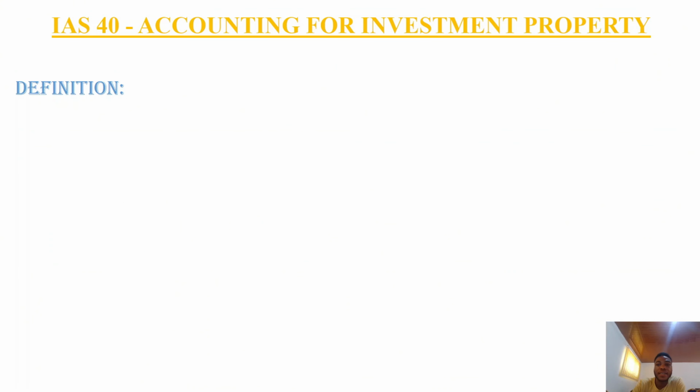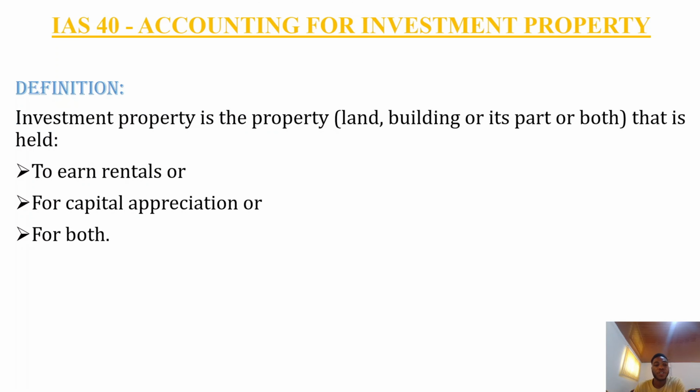Now, we can't understand IAS 40 without first establishing the definition. So, what is the definition? It is saying that investment property is a property, that is land, building, or its part or both, that is held, one, to earn rentals, two, for capital appreciation, or for both.